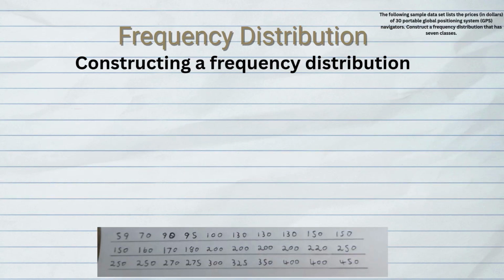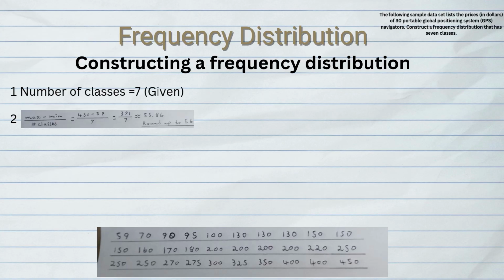Let's continue with our question. First, we identify the number of classes, which is given as 7. Secondly, we have to find the class width using the formula maximum minus minimum value divided by number of classes. As you can see, our maximum value is 450 and our minimum value is 59. So we subtract the minimum from the maximum and divide by 7. That's how we got 56 as the answer.